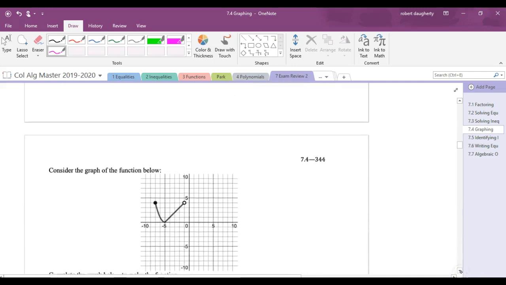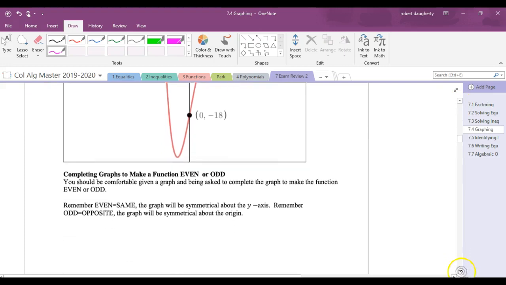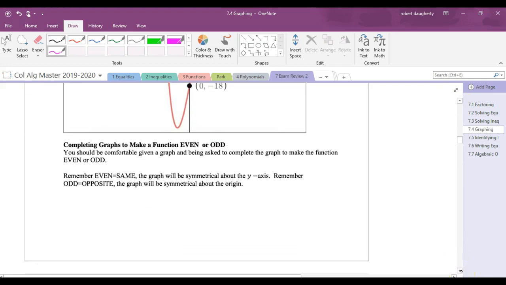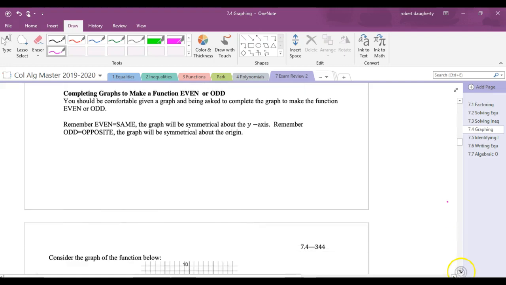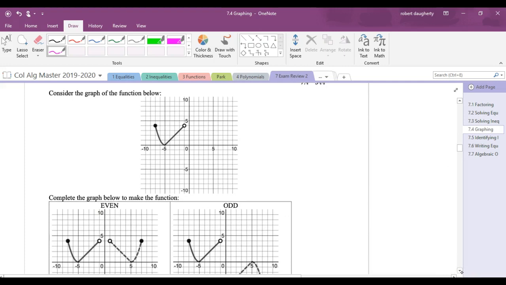Other things we did graphically was, is a function even or odd? Okay, remember, if a function is even, it's symmetrical about the y-axis. That means it looks the same on both sides of the y-axis. If it's odd, it's symmetrical about the origin, or it looks opposite on both sides of the y-axis. So consider this graph to make it an even function. If I wanted to make this an even function, I basically match everything 1 to 1. So coming over here at -7 right here, and at 5, so that makes this an even function, okay?